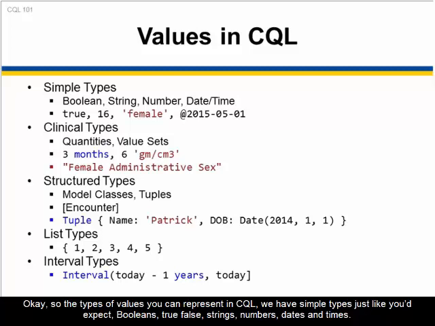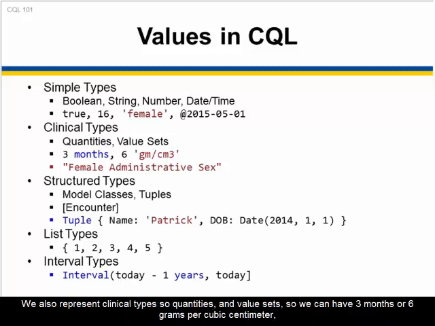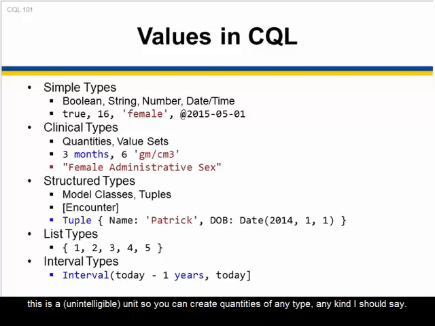Okay, so the types of values you can represent in CQL, we have simple types, just like you'd expect: booleans, true, false, strings, numbers, dates, and times. We also represent clinical types, so quantities and value sets, so you can have 3 months or 6 grams per cubic centimeter. This is a UCUM unit, so you can create quantities of any kind.